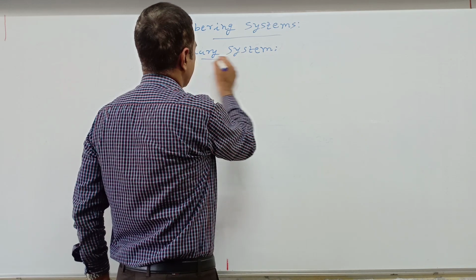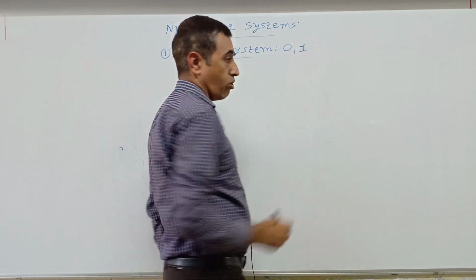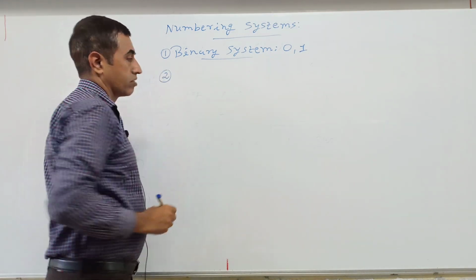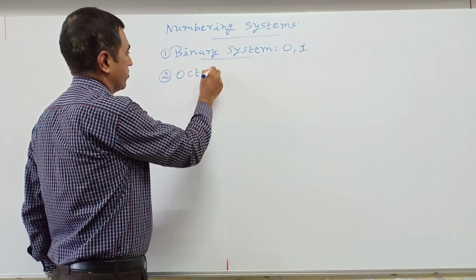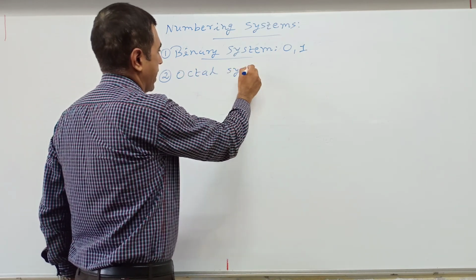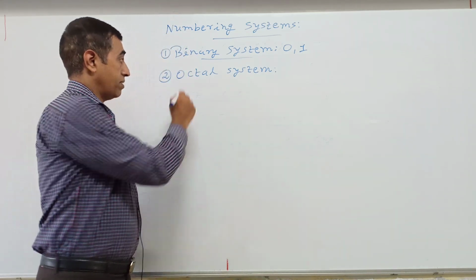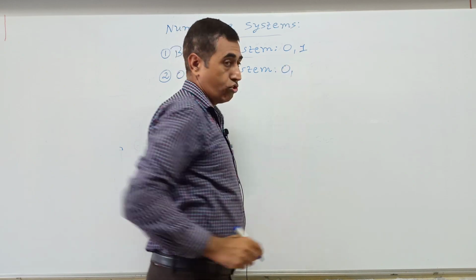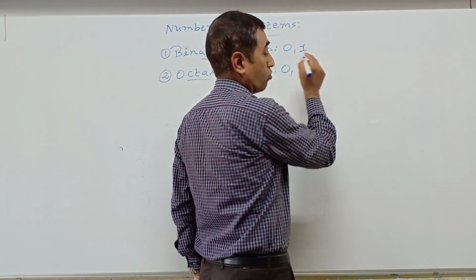In binary numbering system, there are only two digits, 0 and 1. Another numbering system is octal. The name is suggestive. Octal means, octa means 8. So there are 8 individual digits starting from 0 to 7.